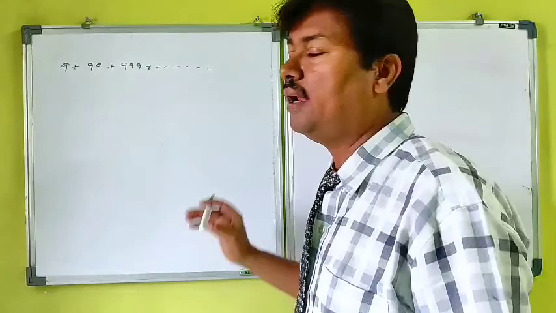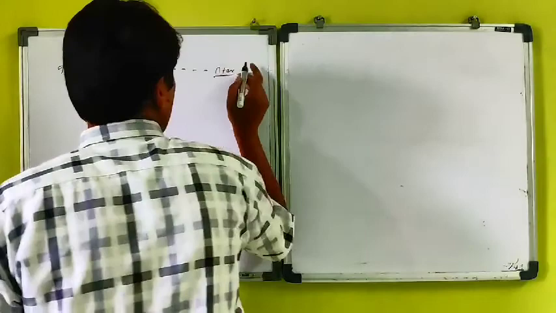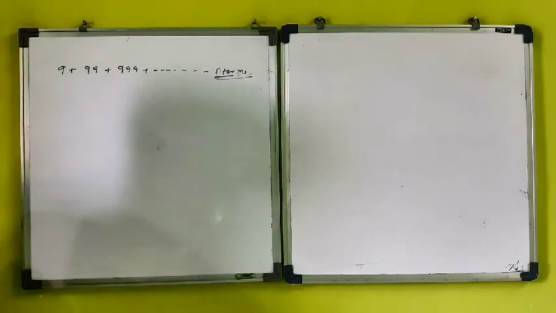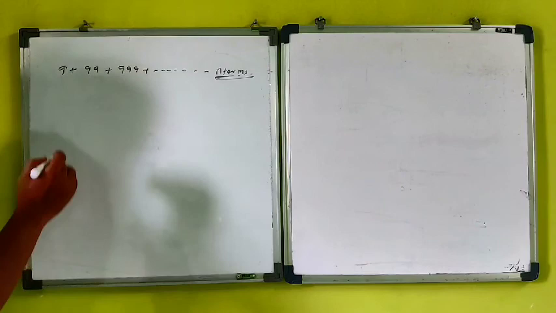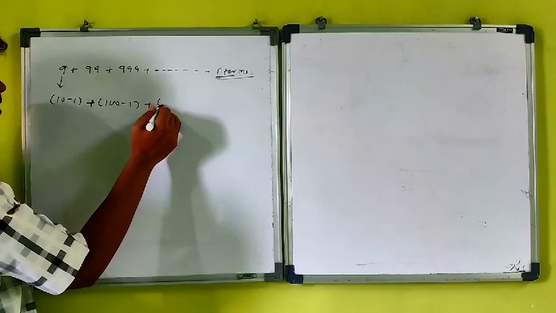So n terms are there. In these n terms, how do we find the sum of n terms of 9 plus 99 plus 999, like this? It's very easy. The 9 can be written as 10 minus 1, this can be written as 100 minus 1, and this can be written as 1000 minus 1.